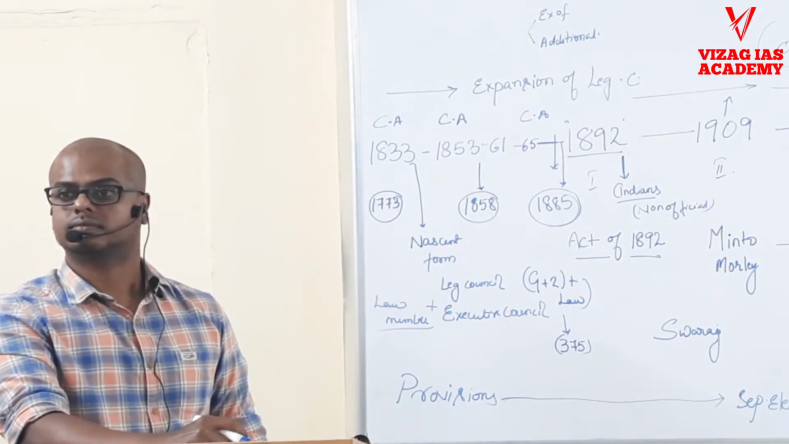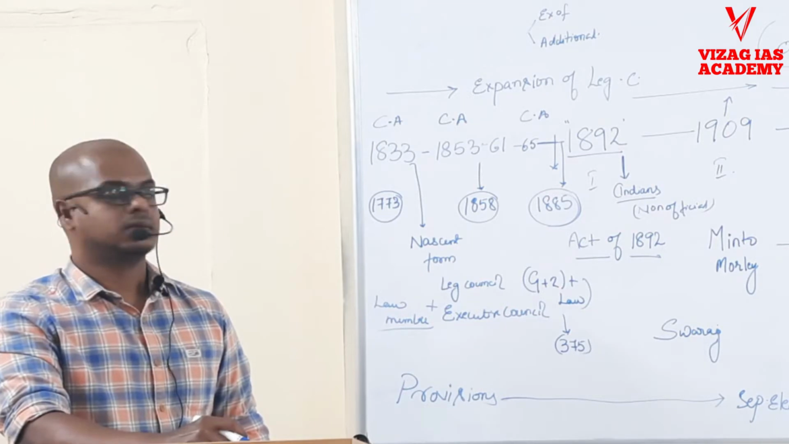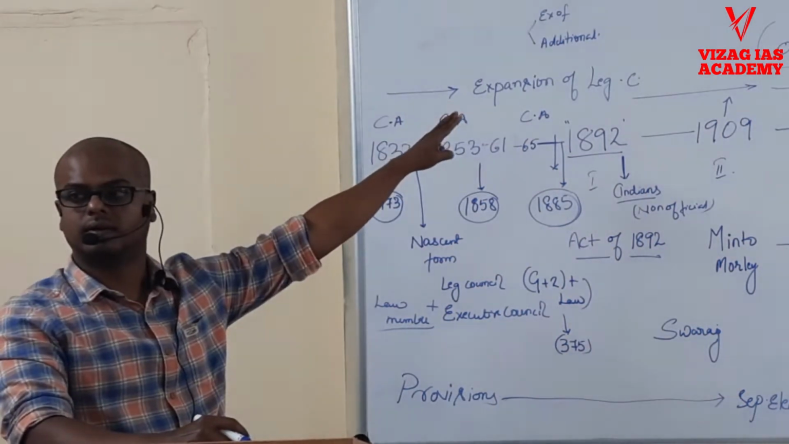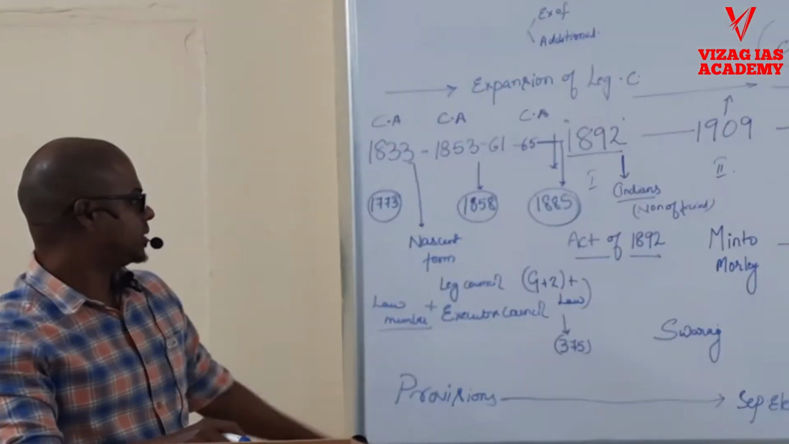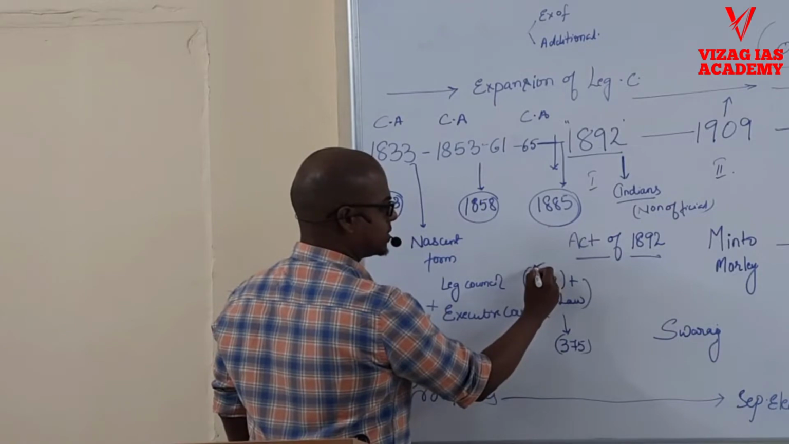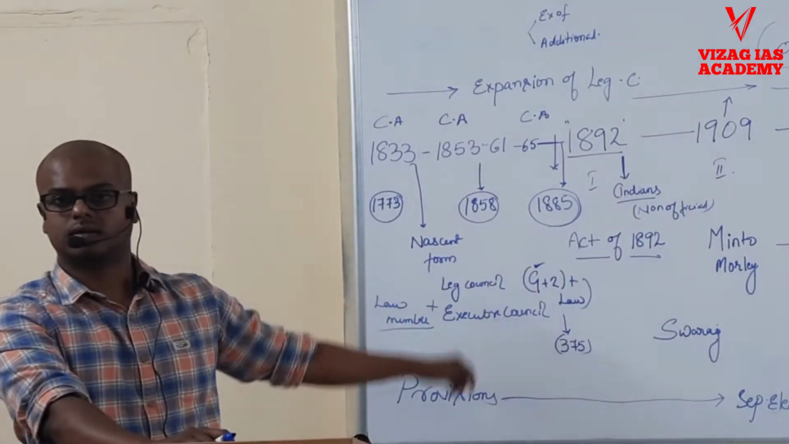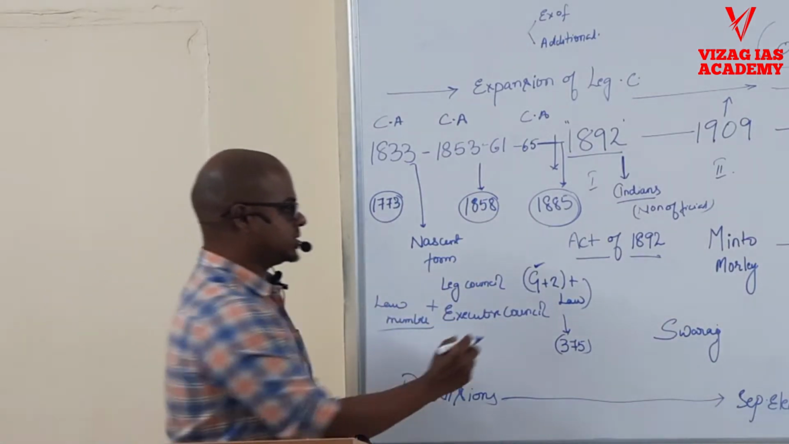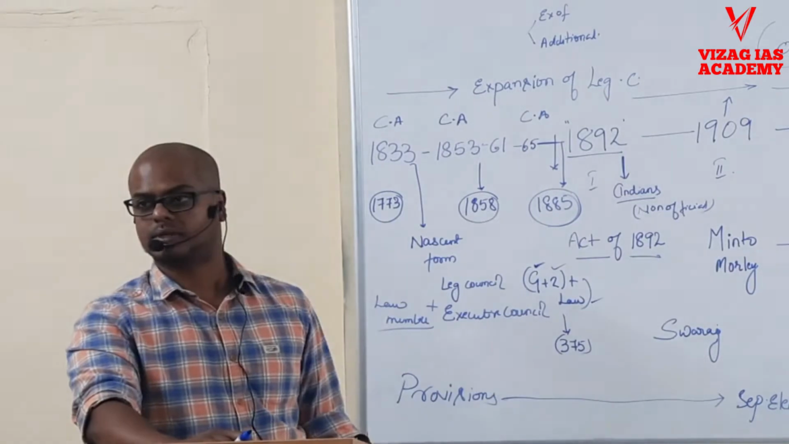By virtue of the position, it's not that the member or someone is elected; that position is reserved for that. So these ex officio members will be these people: governor general or viceroy. After 1858 we can either call him governor general or viceroy. So viceroy plus his council plus law member, these are the ex officio members.